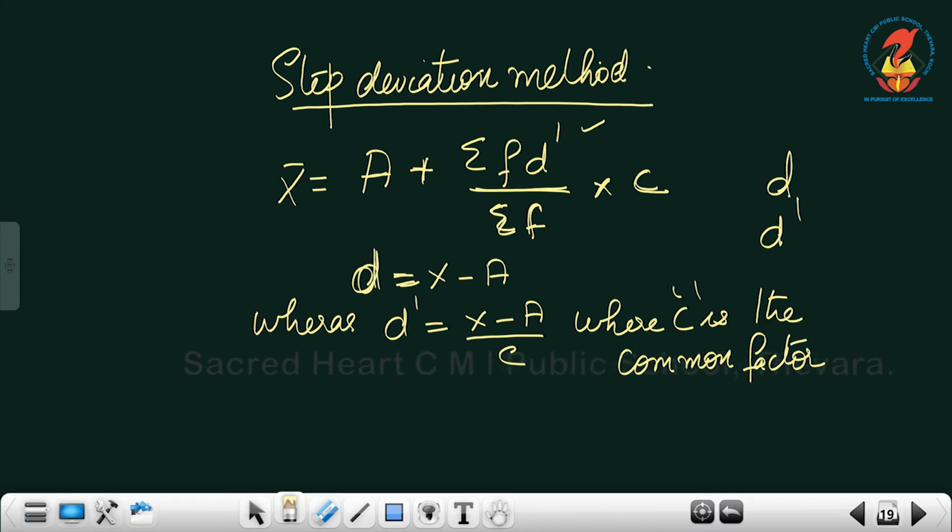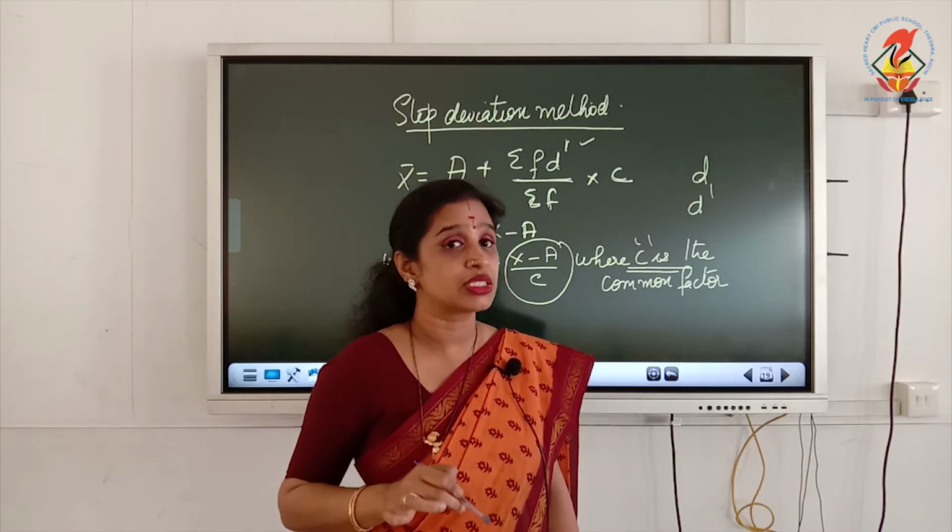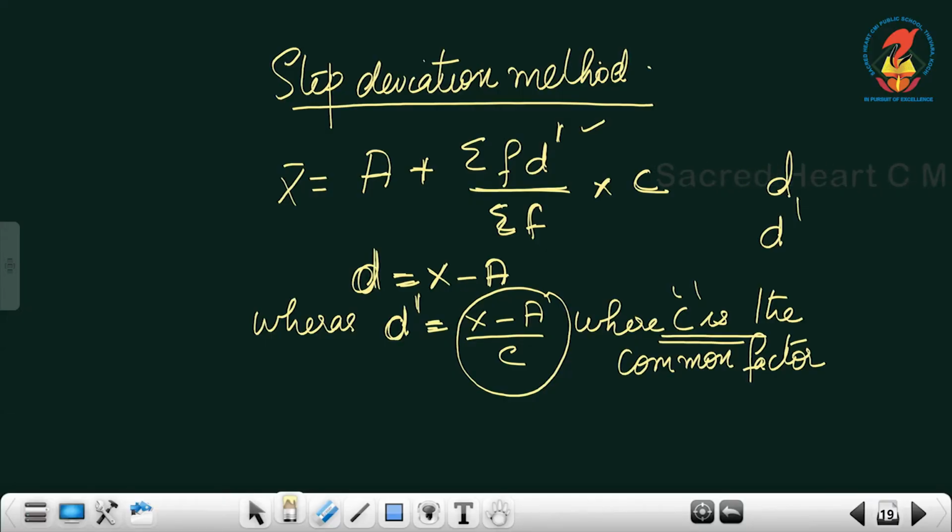So you all know D is equal to X minus A, isn't it? But D dash is equal to X minus A by C, where C is the common factor. How to find this common factor, I will tell you. So what is the formula? A plus sigma F D dash by sigma F into C. What is D dash? X minus A divided by C, you will get it as D dash. C is the common factor. So don't forget to multiply the whole thing with C, the common factor.